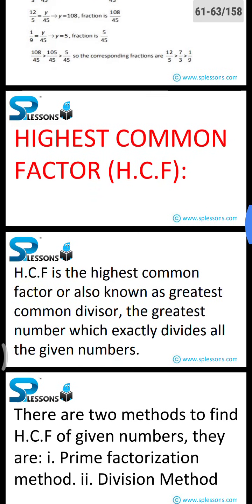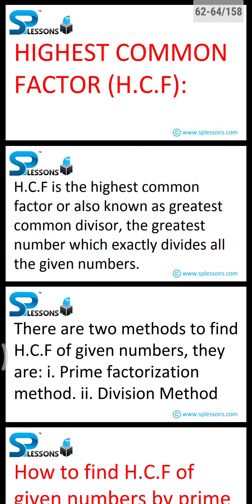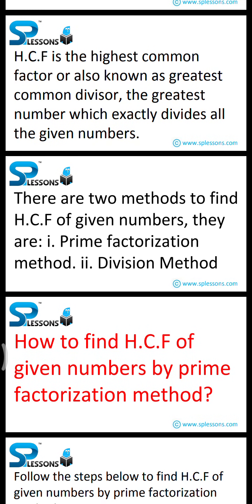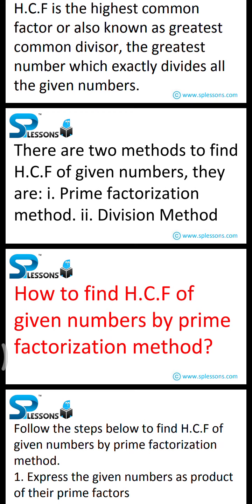Highest common factor, HCF. HCF is the highest common factor, also known as greatest common divisor. The greatest number which exactly divides all the given numbers. There are two methods to find HCF of given numbers. The first one is prime factorization method, the second one is division method.